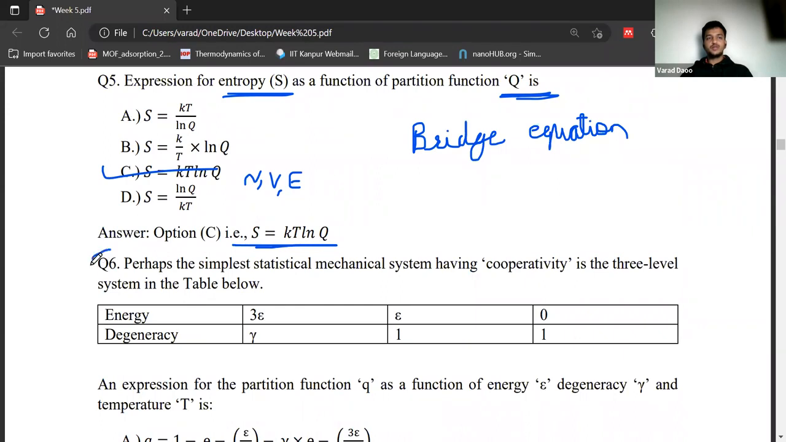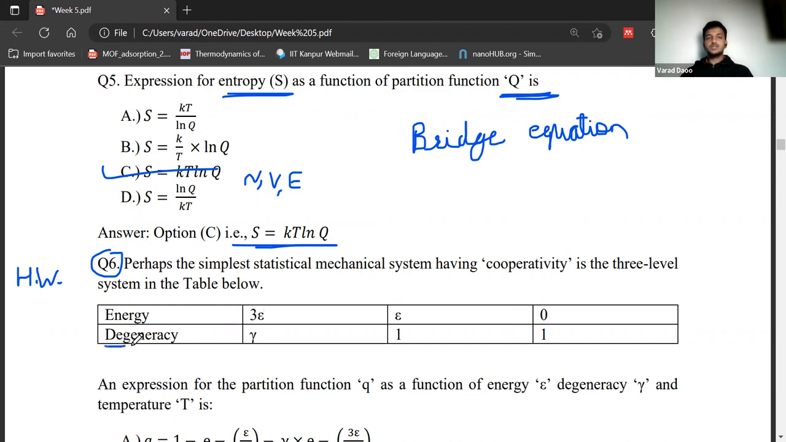So this is a homework question which I am giving you. We can discuss it in the next class. So what is given? The simplest statistical mechanical system having cooperativity is a three-level system shown below.